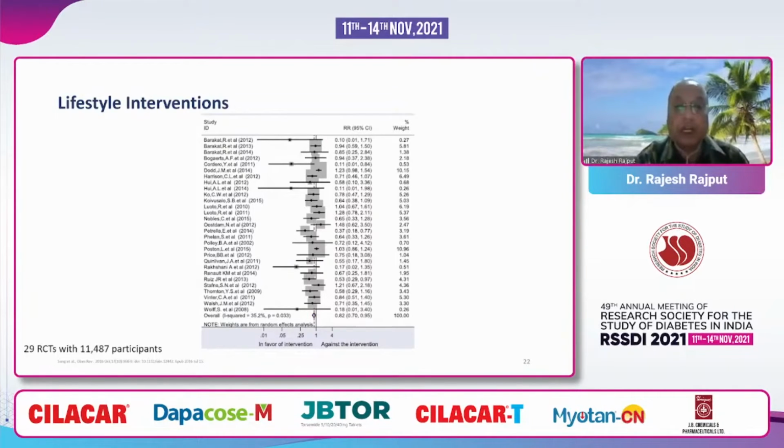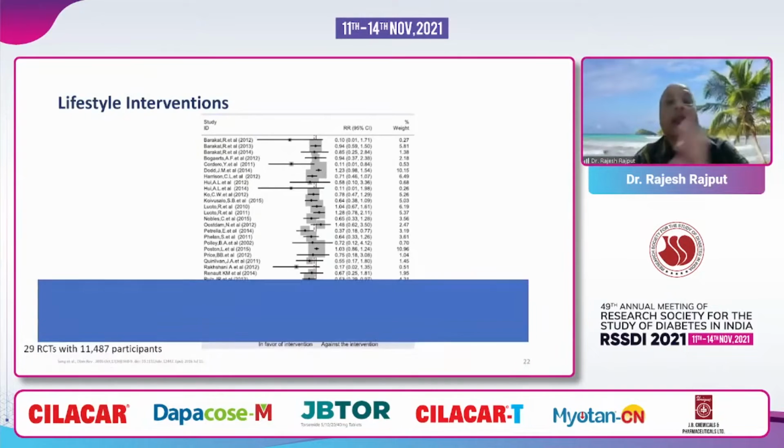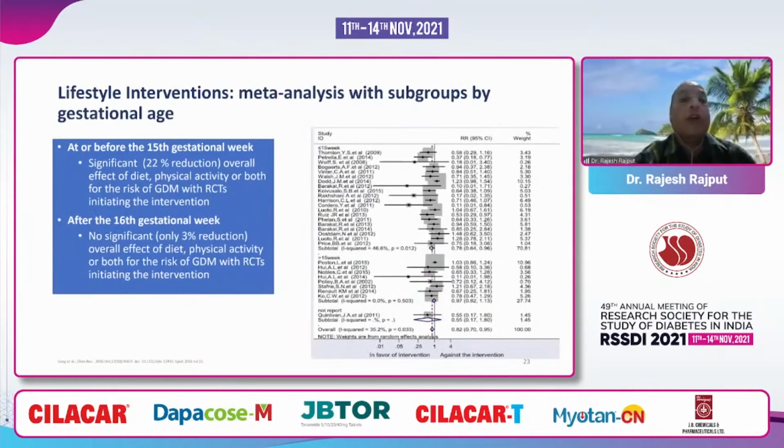But then an important question comes: when should we initiate the lifestyle intervention? Should it be early in the pregnancy, that is during the first or second trimester, or late in the pregnancy? Now, if you see the meta-analysis again, it has been clearly shown that if you start lifestyle intervention before the 15th week of gestation, it will result in a 22% reduction in the incidence of gestational diabetes. In contrast, if it is started after the 16th week of gestation, then it will result only in a non-significant 3% reduction.